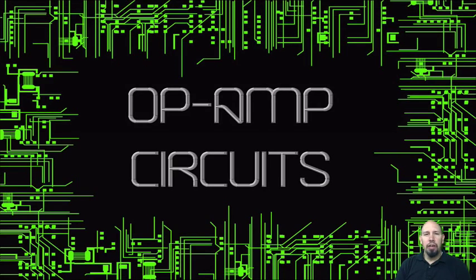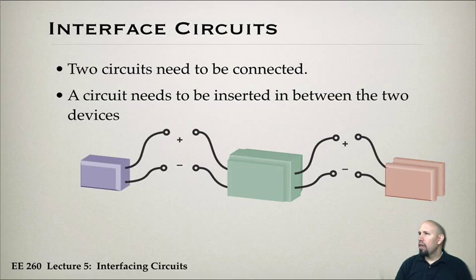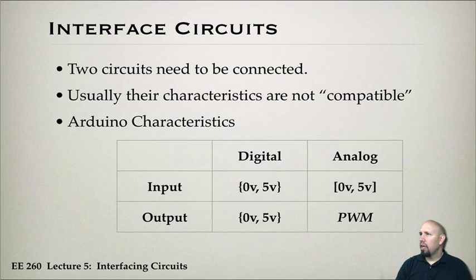Okay, now we've looked at resistive circuits and some other basic circuits. We're now going to be looking at op-amp circuits. In general, when we think of interface circuits, we have some circuit over here, and it's going to connect to some circuit over here, but the two are not compatible. And so it's often that a circuit needs to be connected in between to allow the two circuits to work together. So usually their characteristics are not compatible.